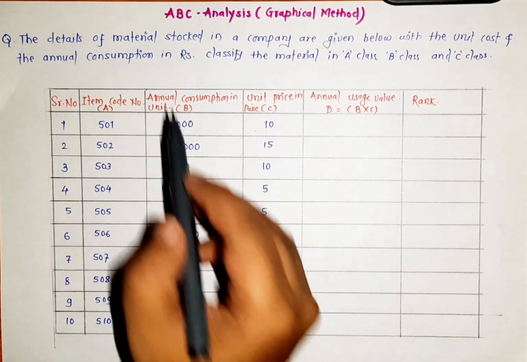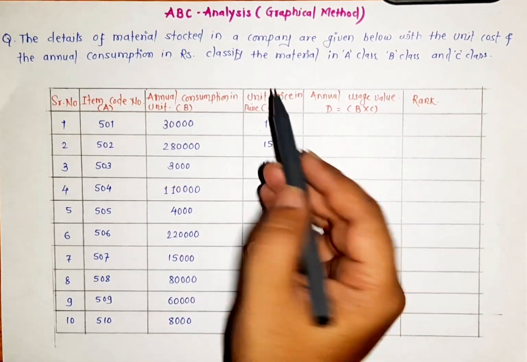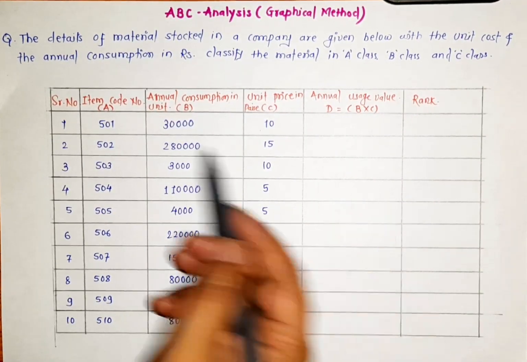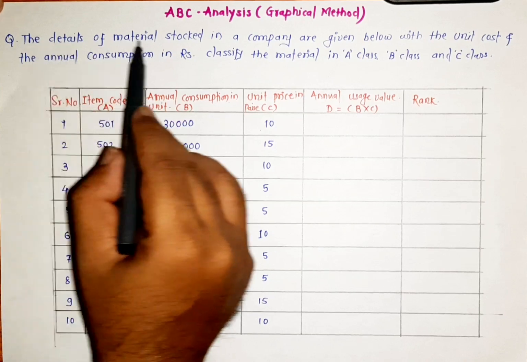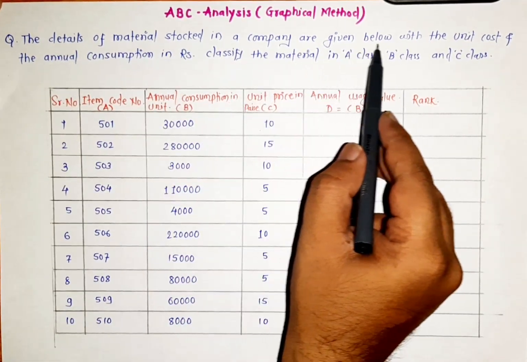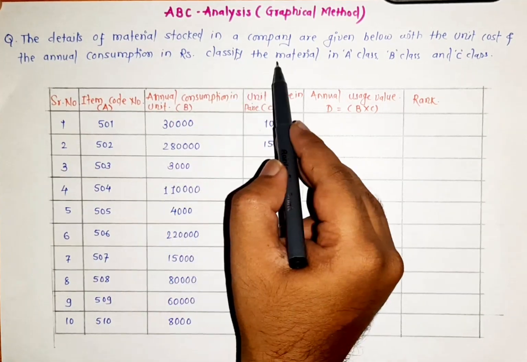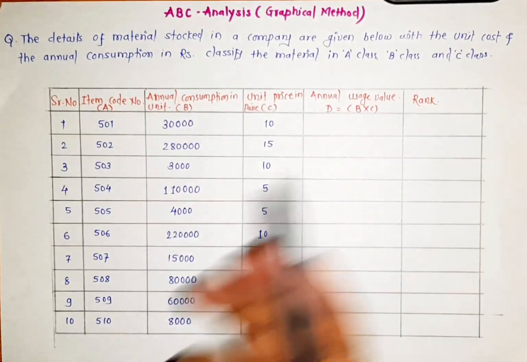In this video, we will discuss ABC analysis and we will solve it using a graph, which we can say is a graphical method also. Here is the question. The details of materials stocked in a company are given below with the unit cost and the annual consumption in rupees. Classify the materials into A, B and C class.